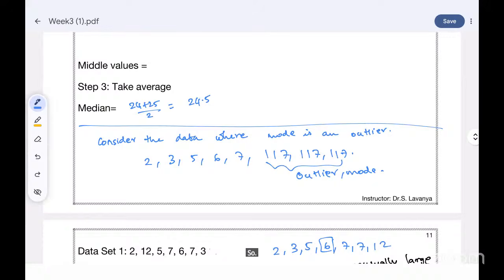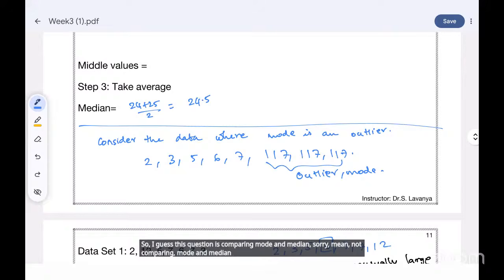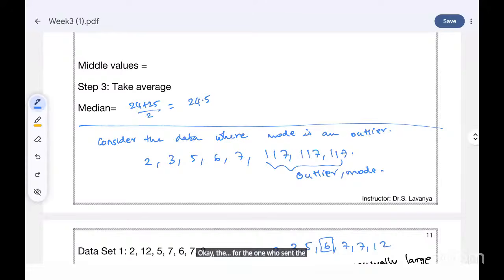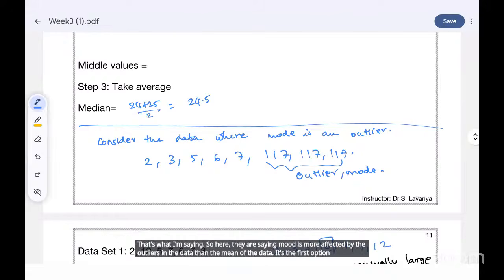So I guess this question is comparing mode and mean. The context is comparison of mode with the mean when there is an outlier. There is a statement asking for the correct statement. Here they are saying the first option is mode is more affected by the outliers in the data than the mean of the data, and the third option is mode is the least affected by the outliers in the data.